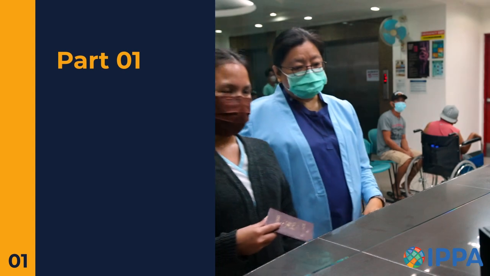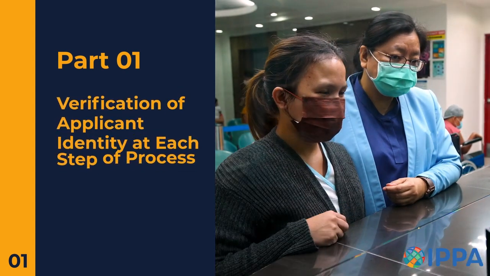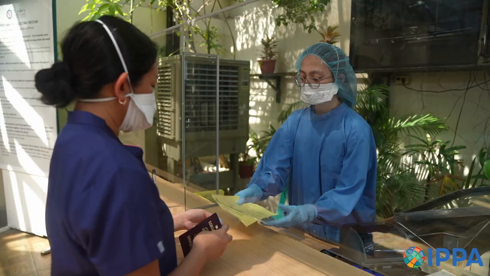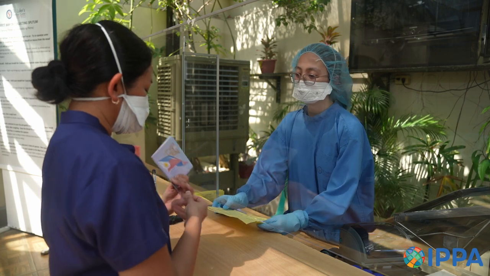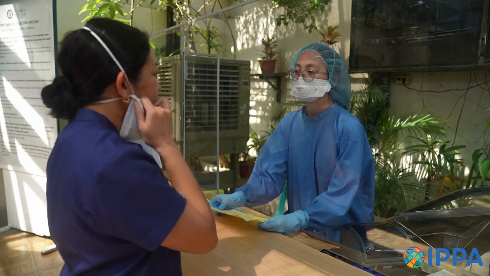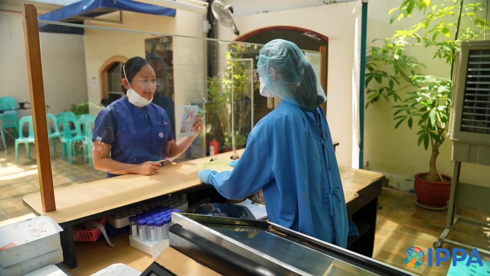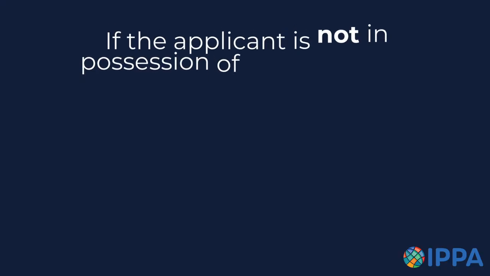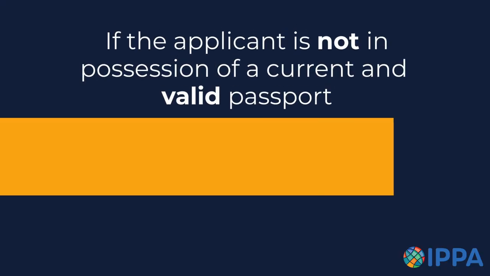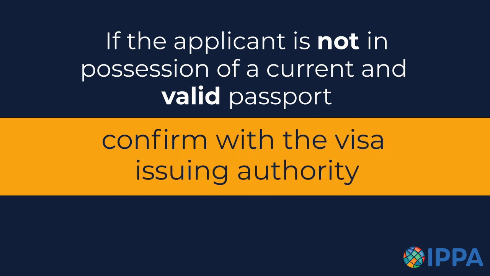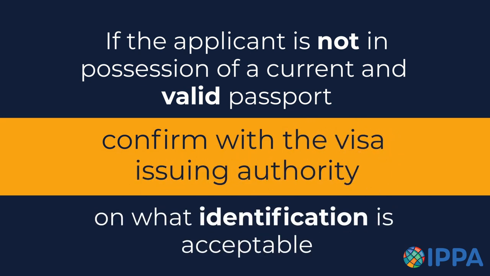Let's begin with verification of applicant identity at each step of process. Applicants should have photo identification, ideally a passport with a color photo and signature. If the applicant is not in possession of a current and valid passport, please confirm with the visa issuing authority on what identification is acceptable.